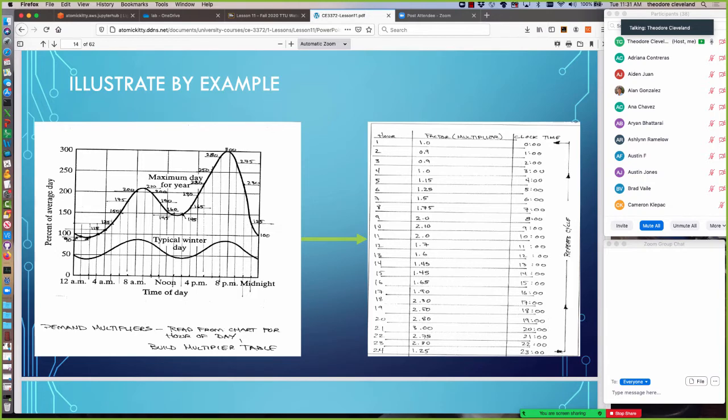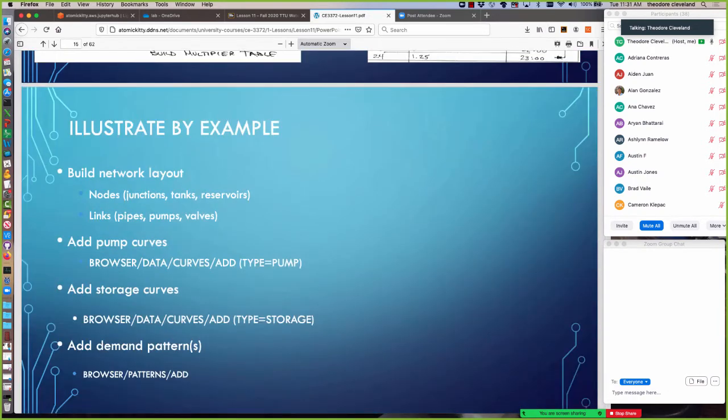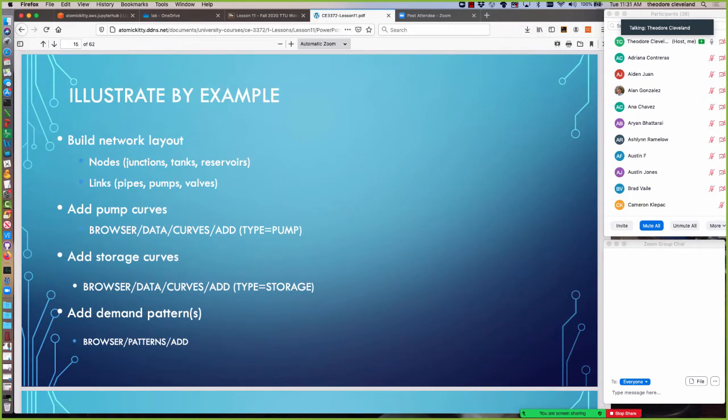Once we have those factors, we can then go ahead and build our network. So we would lay out the network. We'd place nodes, junctions, tanks, reservoirs, links, pipes, pumps, and valves. Then we'd add the pump curves, and we do that in the browser.